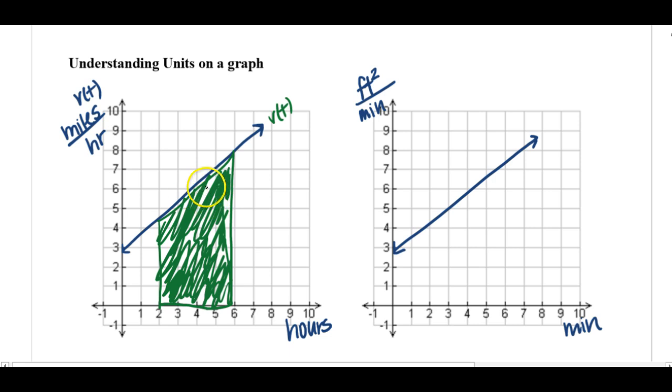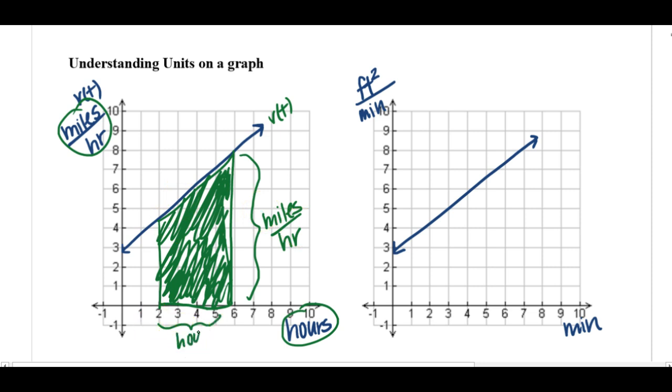So area, even though this is a trapezoid, is still found by base times height units. The base of this thing has units that are hours, and the height has units that are miles per hour. So this height is in miles per hour, and this width down here is in hours. If I'm asking for the area of this green region, what does the area represent? It's going to represent whatever miles per hour times hours leaves us with.